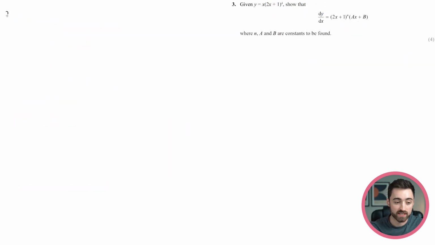Okay, question 3 says, given that y equals x times (2x plus 1) to the 4, show that... okay, so find the derivative. So this is two things multiplied together. It's an x and then the (2x plus 1) to the 4. When we have the product, or two things multiplied together, the way we differentiate it is the product rule. And then there might also be a tiny bit of chain rule thrown in here. I don't think this question is too problematic if you can remember those two things.